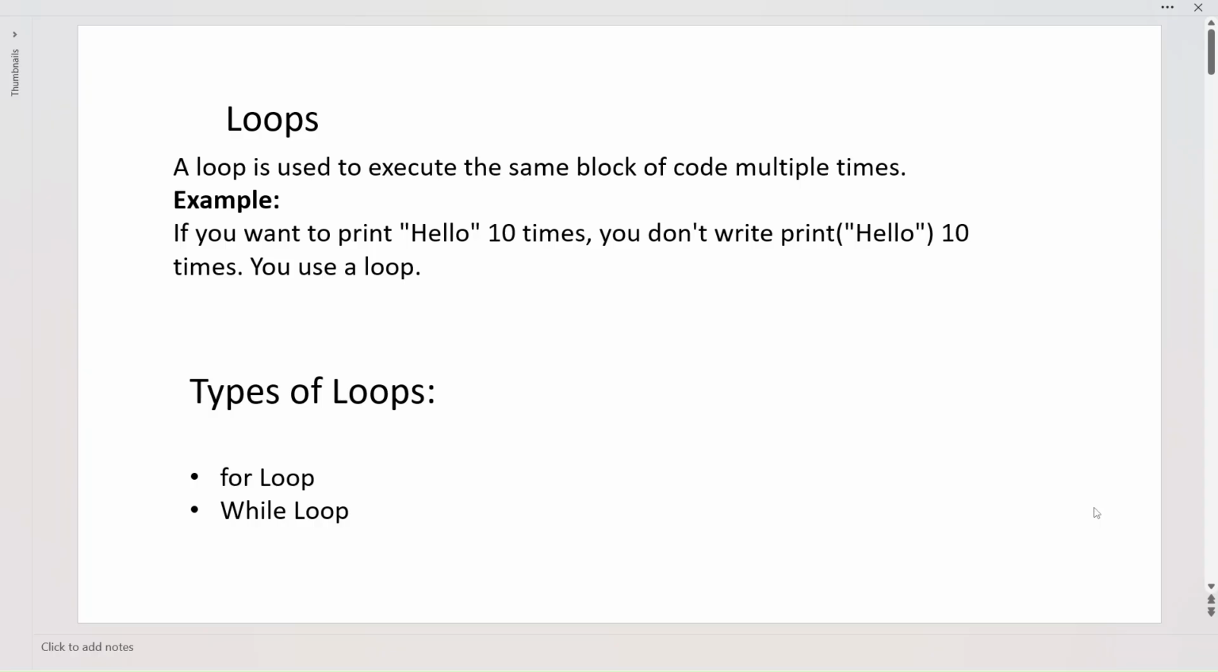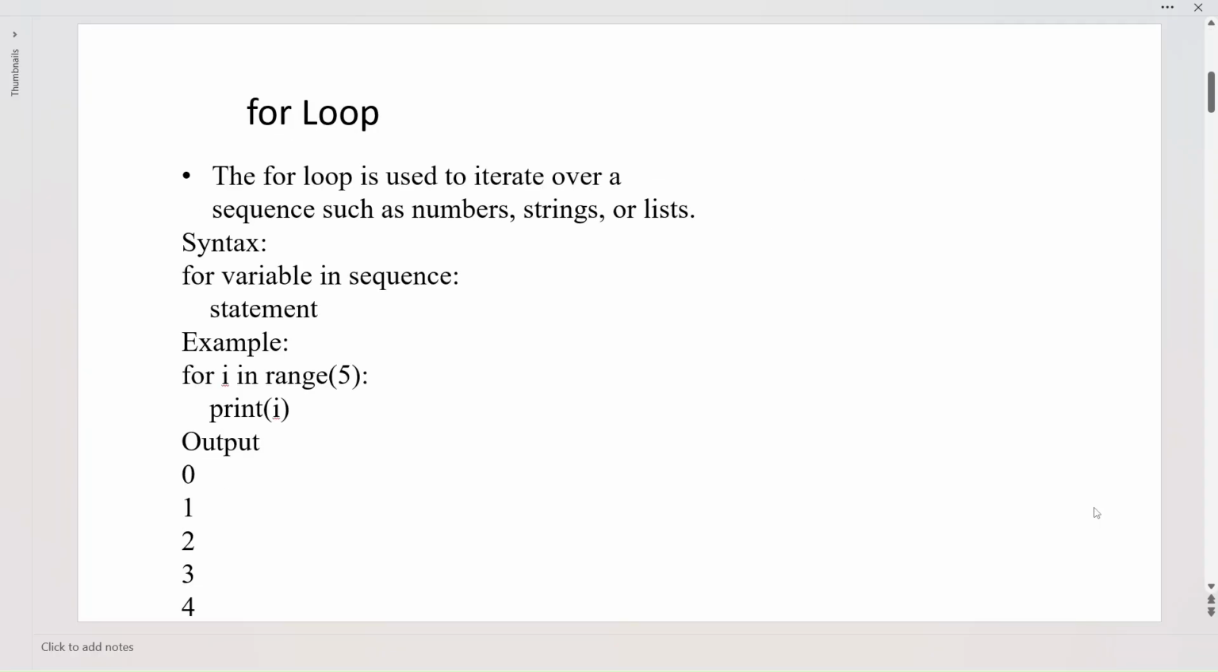So a loop is used to execute the same block of code multiple times. So it reduces the time and reduces the amount of code we write. Here are the types of loops: there are two types of loops, for loop and while loop. A for loop is used to iterate over a sequence such as numbers, strings or a list, which means we use a for loop when we already know how many times we want to repeat something. At that time we use the for loop.